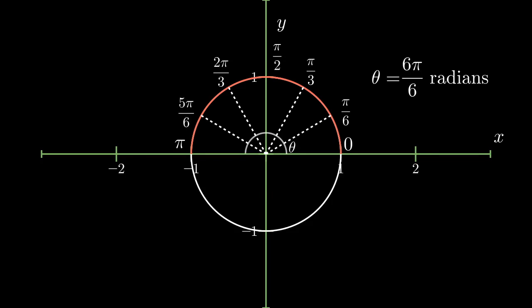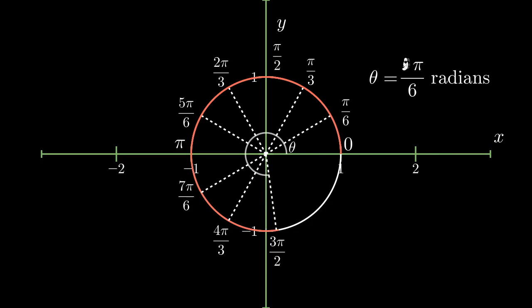And for this one, we'll again get 6 over 6 pi radians, or just pi radians. Adding one more sixth onto that gives us 7 over 6 pi radians. Adding another sixth onto that gives us 8 over 6 pi radians, which is the familiar 4 over 3. Adding another sixth gets us 9/6 pi radians, or 3/2. Adding another sixth onto that gives us 10 pi over 6 radians, or just 5 over 3 pi radians.